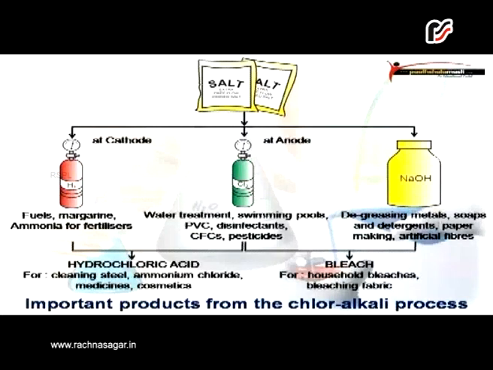Pesticides are used to kill pests. Sodium hydroxide is also formed. It is used for degreasing metals, soaps and detergents, paper making and artificial fibers. Chlorine is also used in bleaching agent for household bleaches and also for making bleaching powder, which is used in bleaching textile materials.